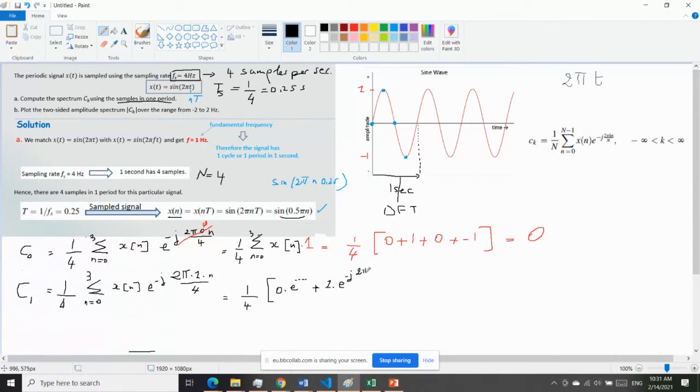2 pi times 1 times n, which is 1 also, over 4, plus 0, which is x2, equal to 0. See, x2 equals 0 times e to the power of whatever; we don't care, because we multiply it by 0 anyway. And finally, I have minus 1, which will be multiplied by e to the power of minus j 2 pi times 1 times n, now equal to 3, so 3 over 4.